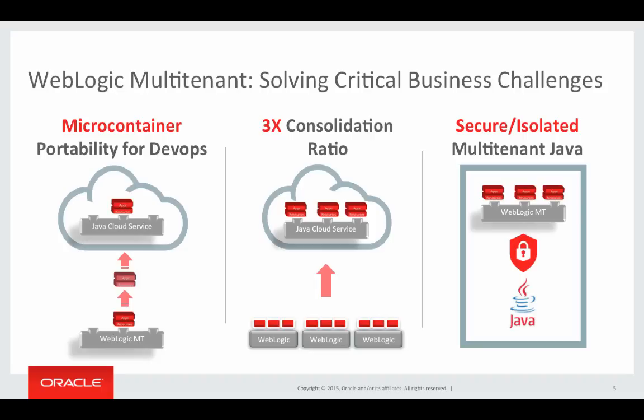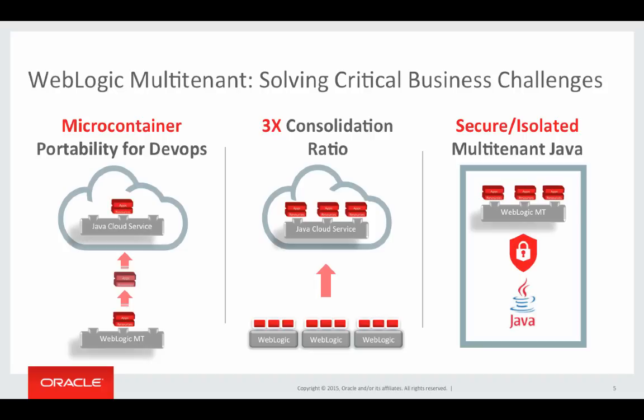So combining these smaller pieces gives us this notion of consolidation. I'm going to share my platform. I'm going to run a shared set of WebLogic Server instances, and on that shared set, I'm going to host many microcontainers. And what we're seeing is really a 3x consolidation ratio at the hardware level. So if I was able to run 10 applications on a given server, now I can run 30 applications on that same piece of hardware.